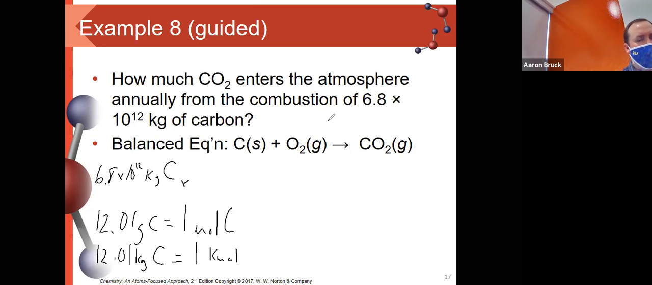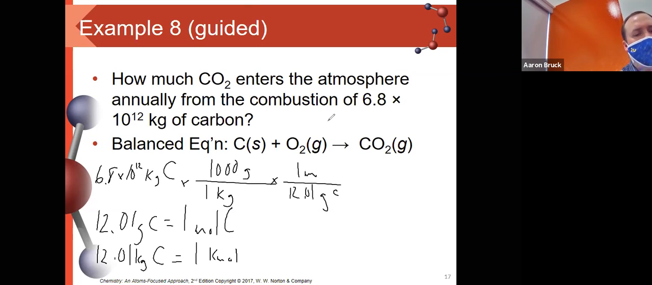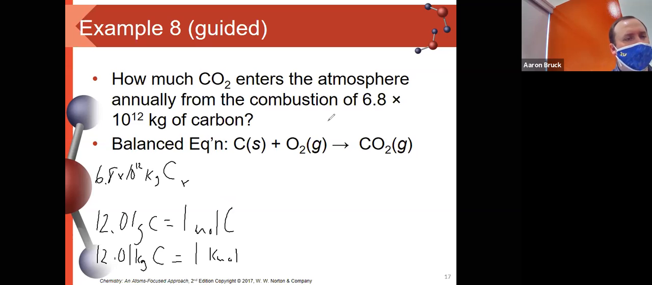So with that in mind, instead of doing the first step of going, okay, I need to turn kilograms into grams and then grams into moles, instead of doing all of that, we're going to simplify a little bit.